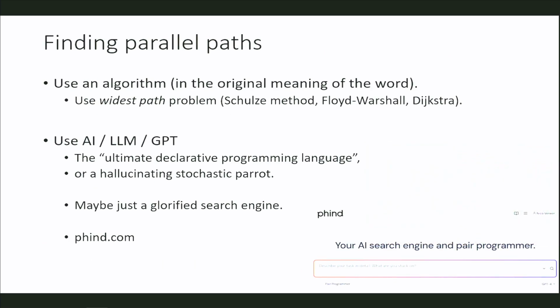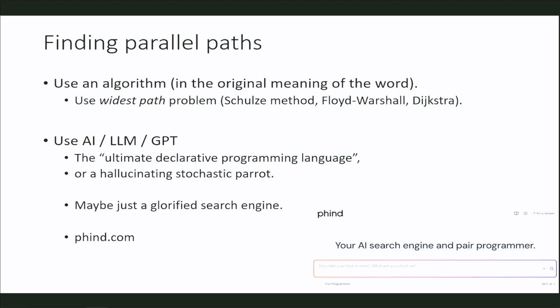We could use an algorithm. And I'm not referring here to what people nowadays refer to as algorithm, which is a model in some AI or machine learning program. Yeah, it's terrible, isn't it? This is an algorithm like how to compute something. So we could use the widest path problem, which you can solve with the Schulze method, Floyd-Warshall, or Dijkstra algorithm, where you just assign a weight to each arrow, each edge in the diagram, which would be 1 in our case, and then find the width, the parallel weight of the path between 2 nodes in the diagram.